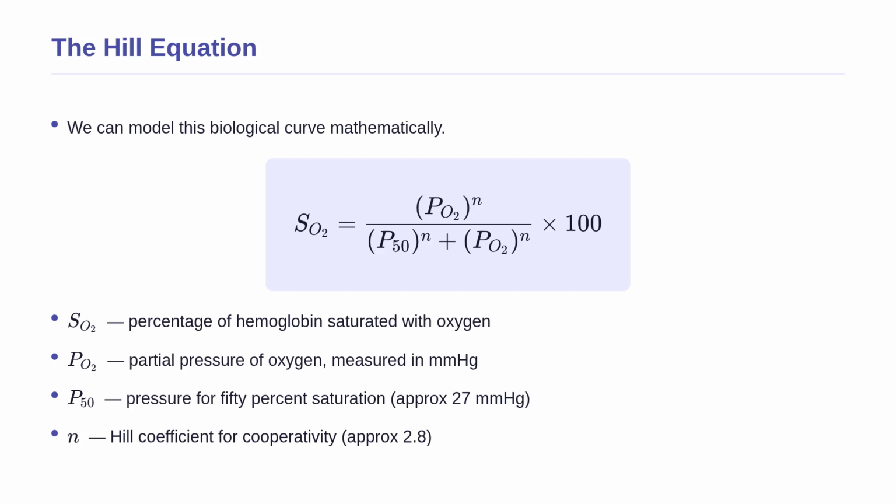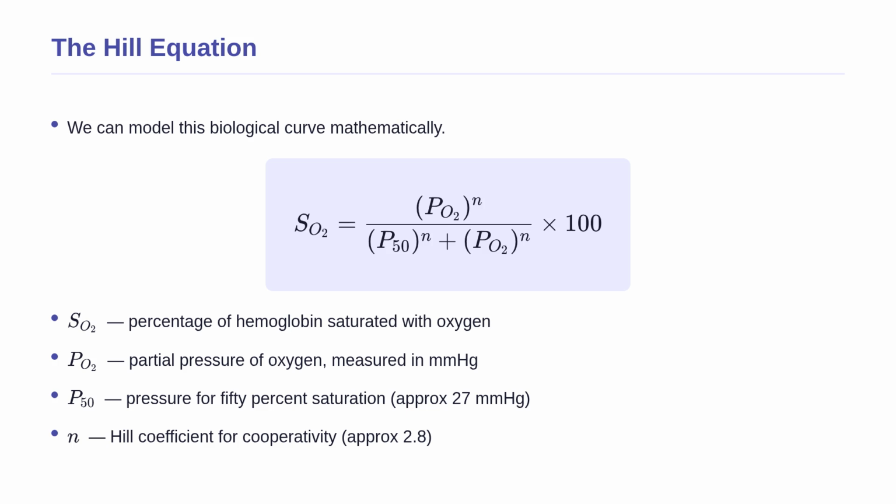Now that we understand the biological importance of this curve, let us break down the mathematics behind it using a version of the Hill equation. This formula perfectly models our S-shaped curve. Let us define the symbols.